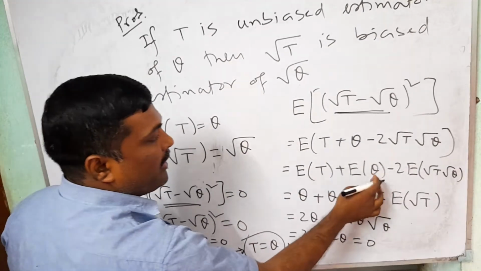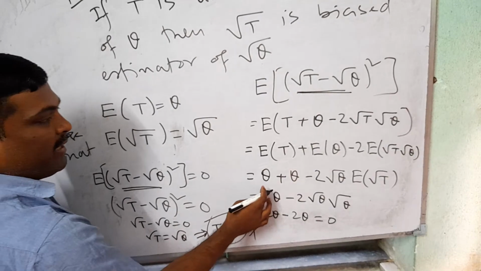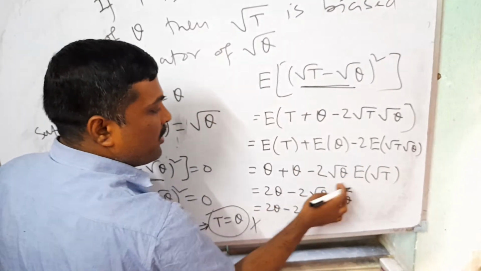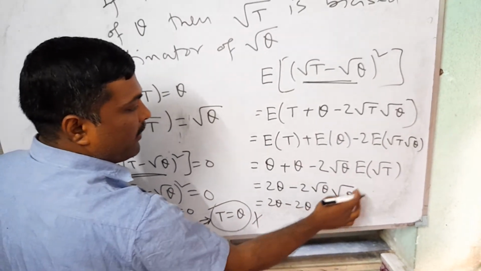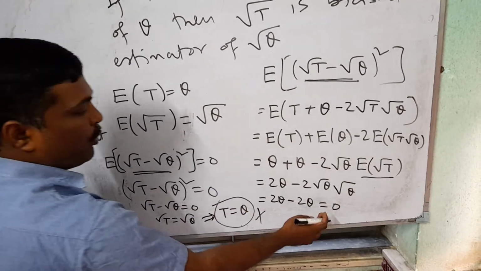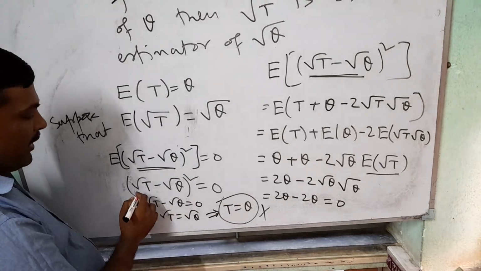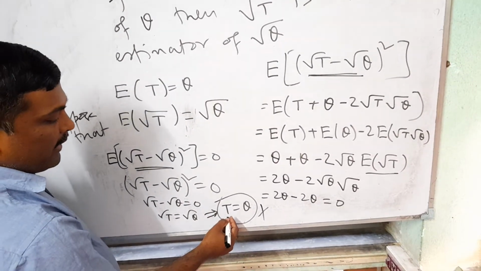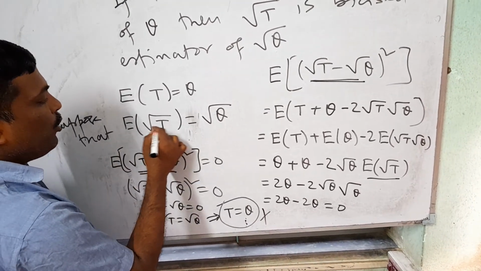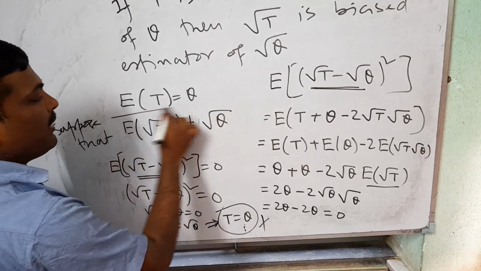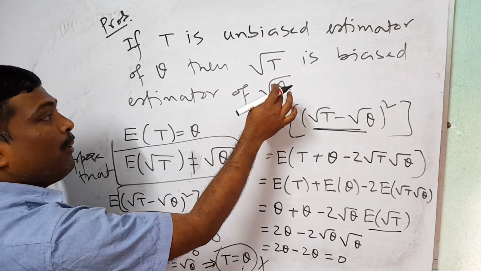E of T plus E of theta minus 2 root theta E of root T. E of T is theta, and theta is constant, so it comes outside the expectation: 2 root theta into E of root T. E of root T equals root theta, just put it here. It is 0. So E of root over T minus root over theta whole square is 0. This is possible when the term is 0. So from here we get T equals theta. This is not possible. So our assumption is wrong. That is, E of root over T not equals root over theta, that is, root over T is a biased estimator of root over theta.